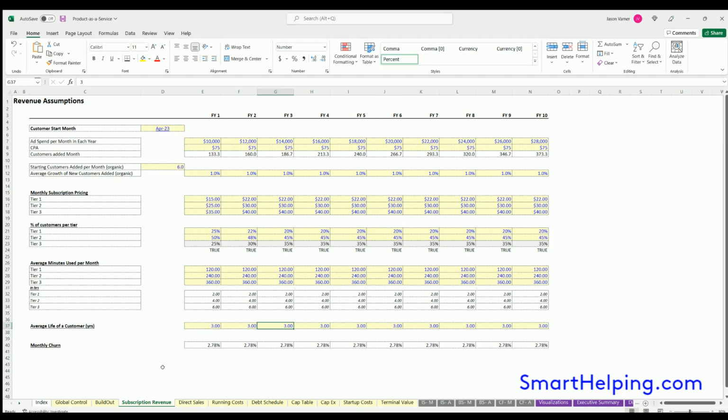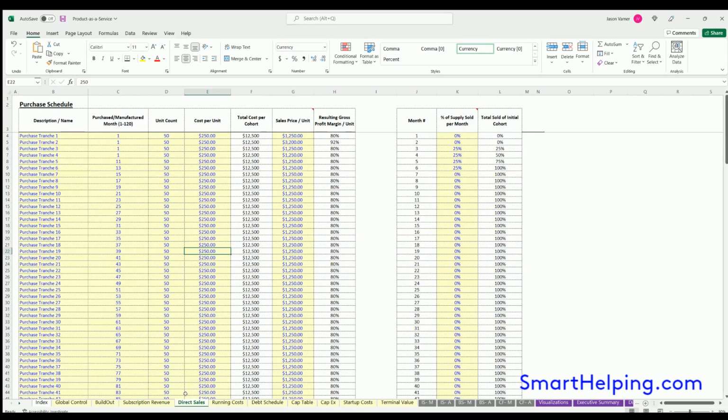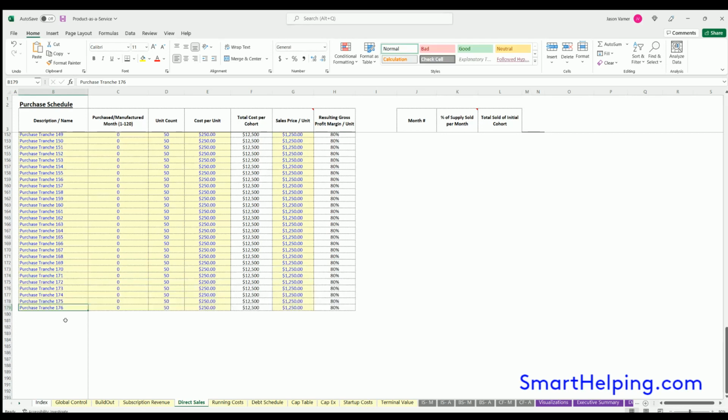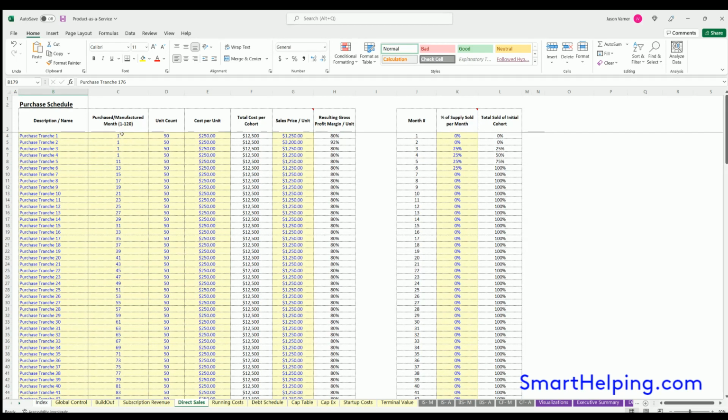The next part of this is direct sales. So on direct sales, you can also do up to 176 purchase tranches. You can define the month that they're purchased. You can define the unit count, how many you're buying or manufacturing, the cost per unit, total cost per cohort, and then how much you're going to sell each unit for here. And then based on this schedule here, you can define the percentage of supply sold per month.